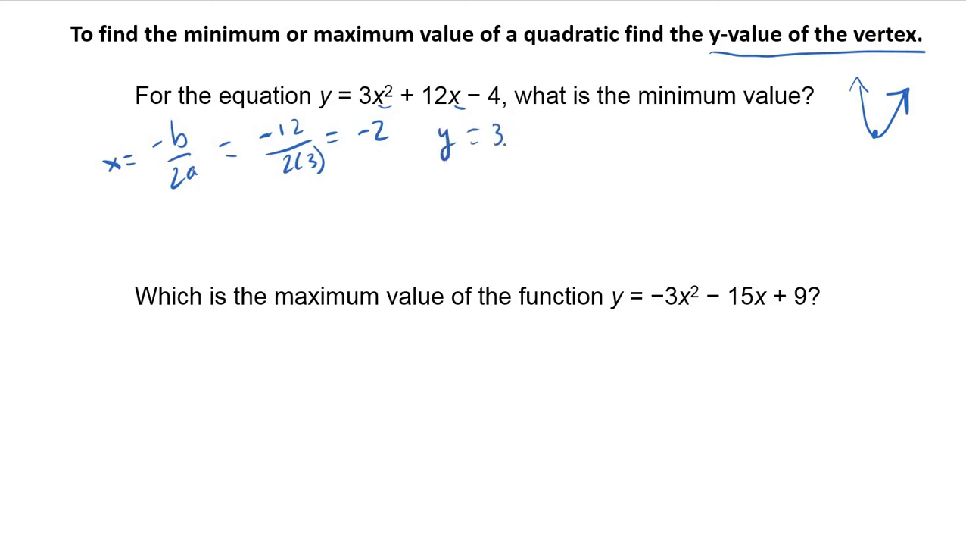So y equals 3 times negative 2 squared plus 12 times negative 2 minus 4. So let's see, negative 2 squared is 4. 3 times 4 is 12.